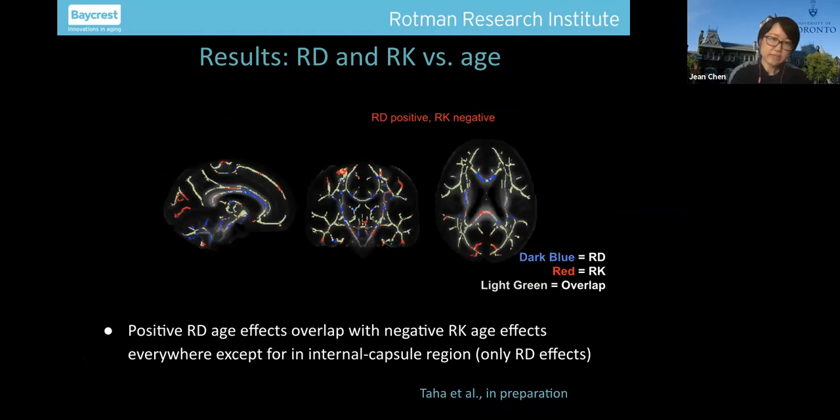So radial diffusivity with this kurtosis counterpart. Here the majority of the regions are overlapping in these two senses. So RD is positively associated with age, just as RK is negatively associated with age, except for the internal capsule region, which only sees the RD effect. And the posterior inferior region only sees the RK effect. So these two regions, there's something very peculiar about them, and we can see this recurring pattern.